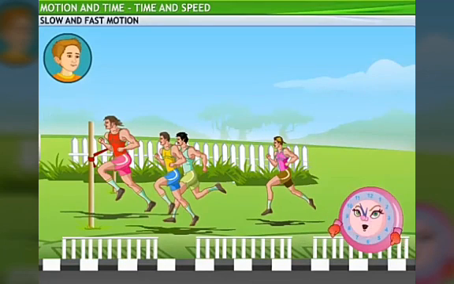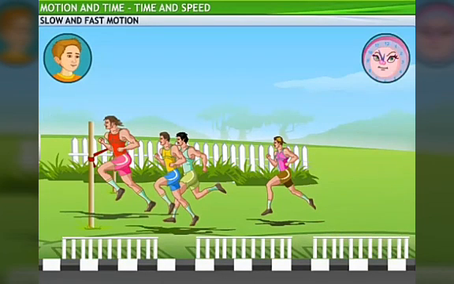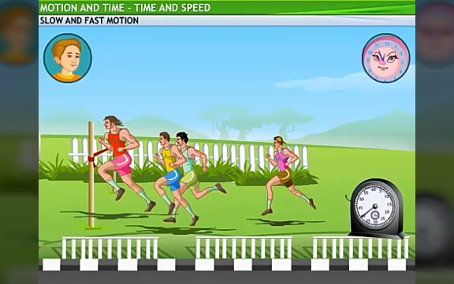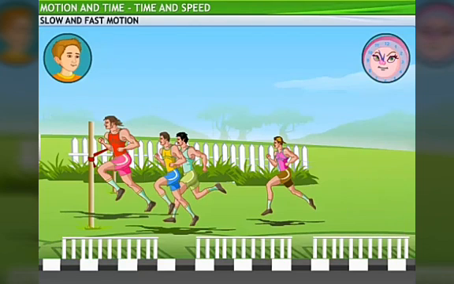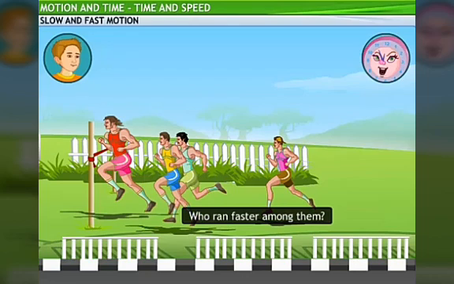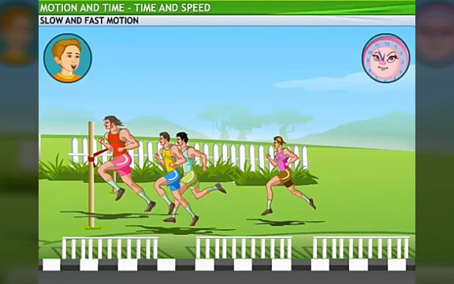Hey James, did you enjoy the race? Yes, I did. But who are you? Your face looks familiar. I am Miss Clockwork. I keep track of time. For example, I can make out who was fast and who was slow in the race. How's that? I can easily make out who's fast myself.